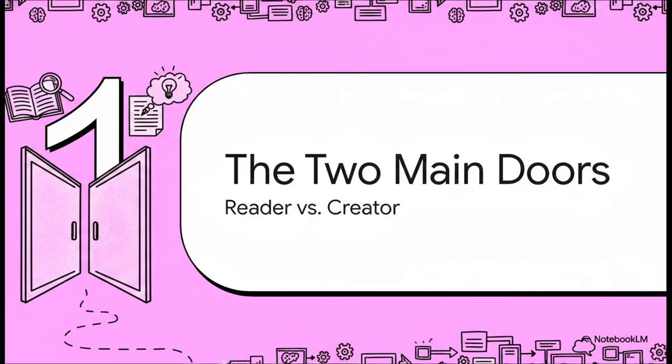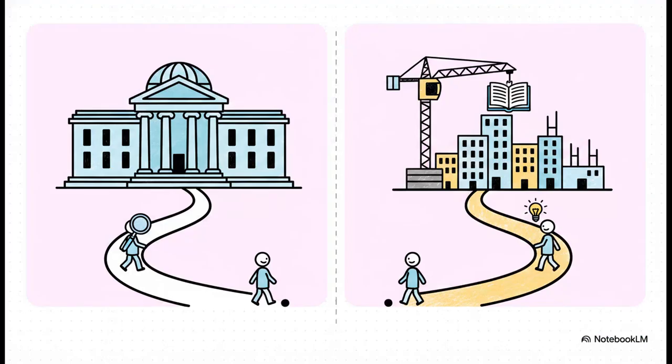All right, so our tour starts right at the main gate. And what you find is that pretty much every visitor, whether they realize it or not, comes in through one of two main doors. And the door you pick, it all depends on your goal. Are you here to learn something, or are you here to share something? And this right here shows you that fundamental split.